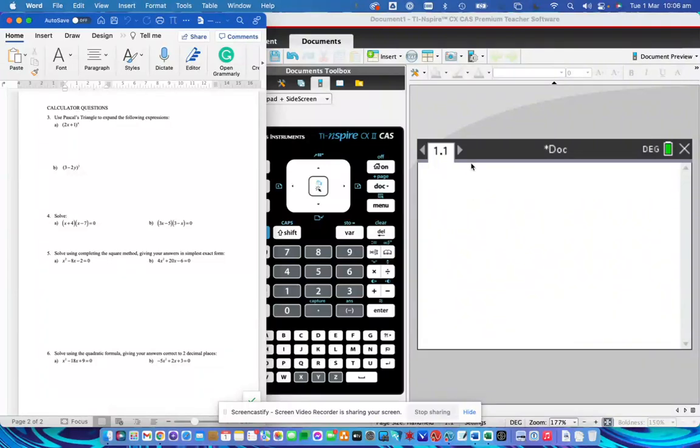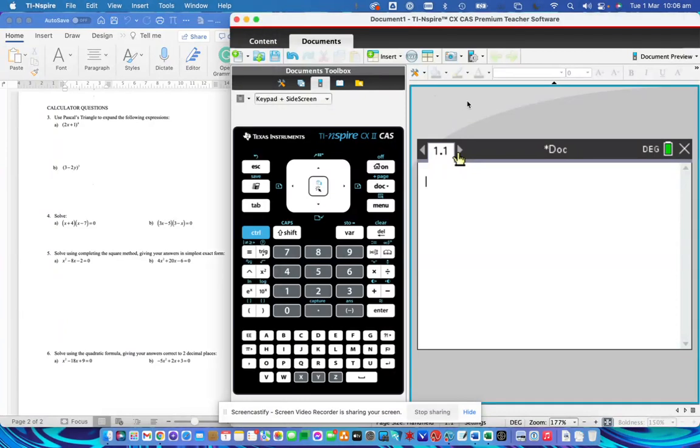Okay, I'm just going to go through the calculator questions in algebra quiz number 4, which I have on the left-hand side of the screen here. So here we go. Use Pascal's triangle to expand the following expressions, and you've got them here.